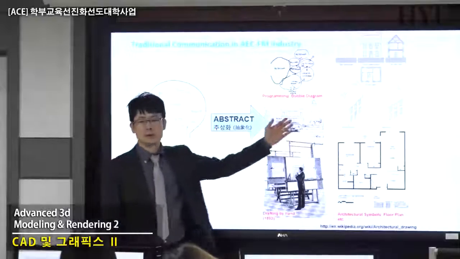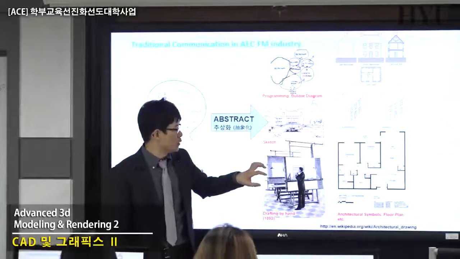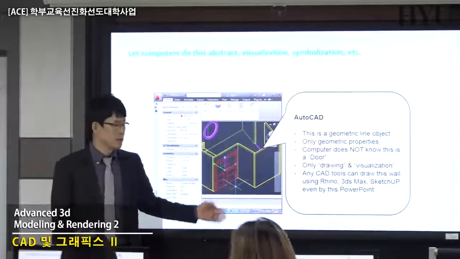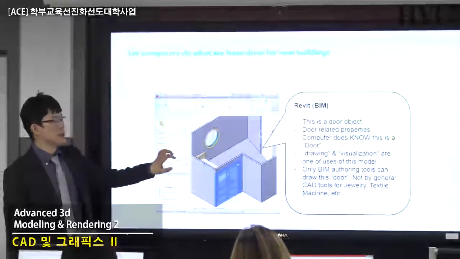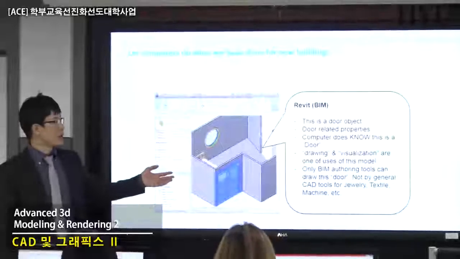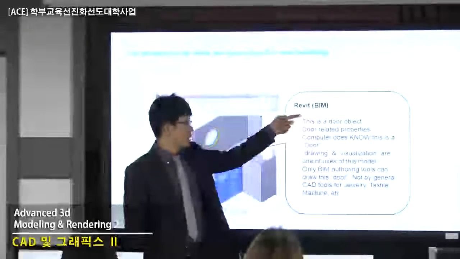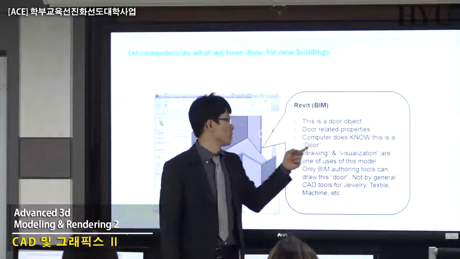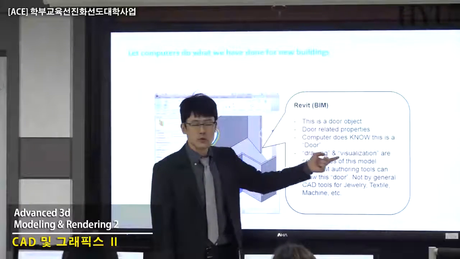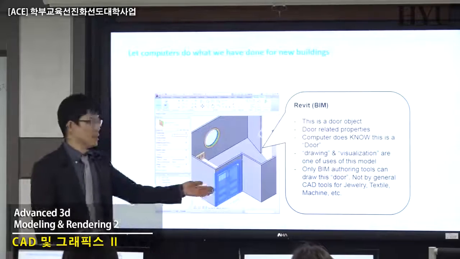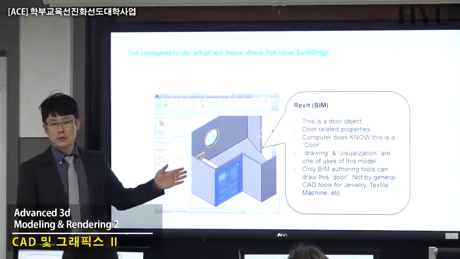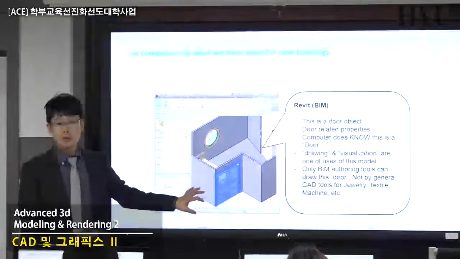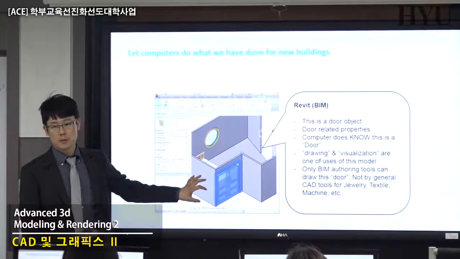That is one part of this abstraction, only for visualization. But how about this kind of information modeling approach? This is a door object, with door-related properties. The computer does know this is a door. Beyond drawing and visualization, you can easily extract floor plans, sections, elevations, and so on, because geometry data is one part of this information model.